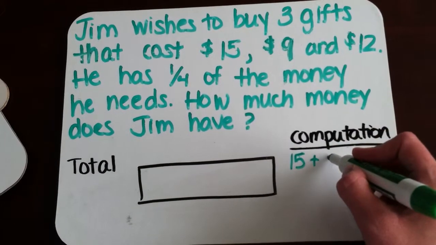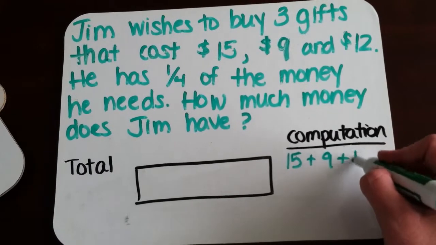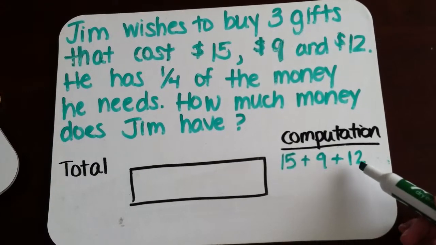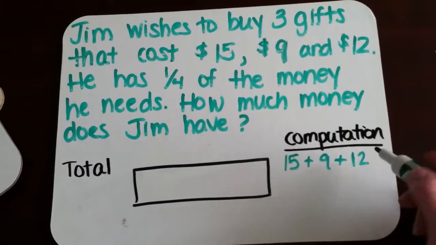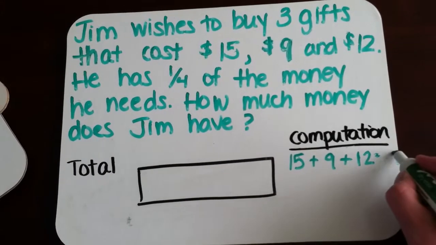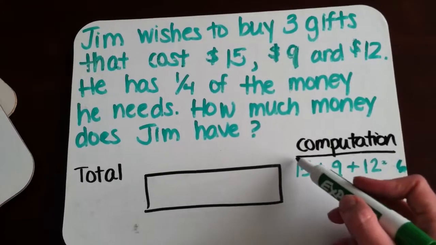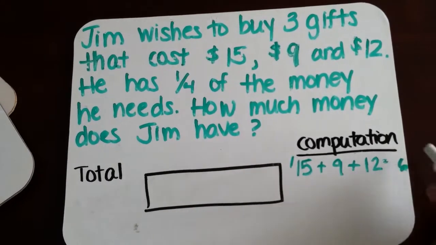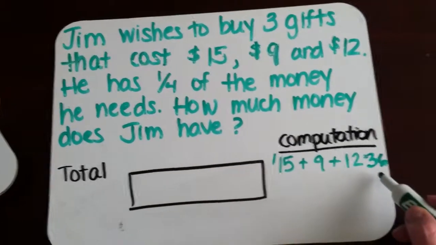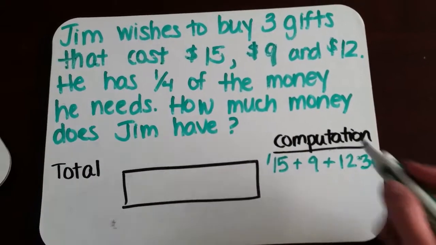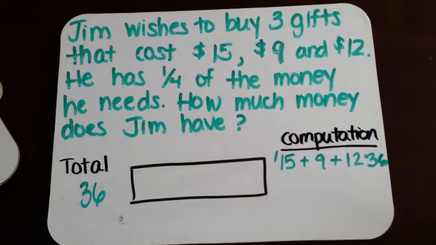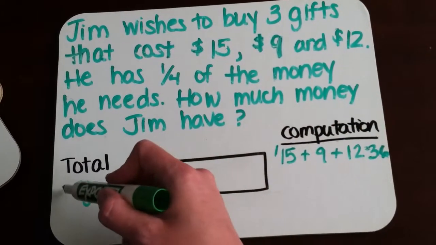So 15 plus 9 plus 12. Okay, so add my ones. I have a 2 plus a 9 plus a 5 is 16. And add my tens, but I have an extra one now. 1 plus 1 plus 1 is 3. So my total is 36. I'm going to bring that over here so I don't forget. 36 what? He needs $36.